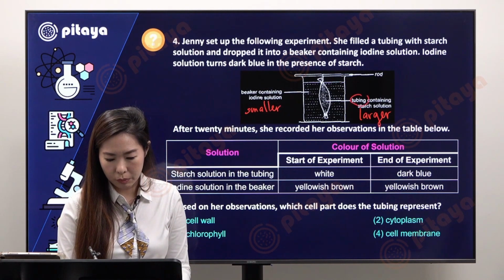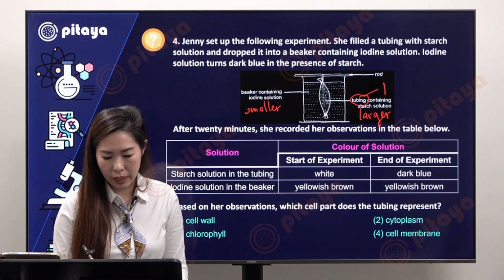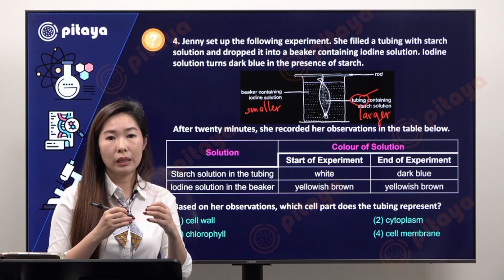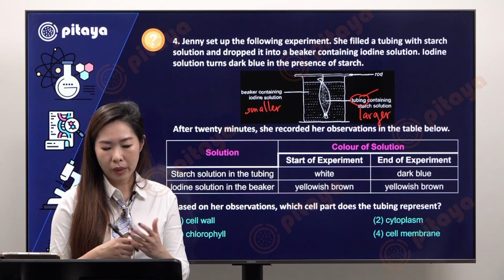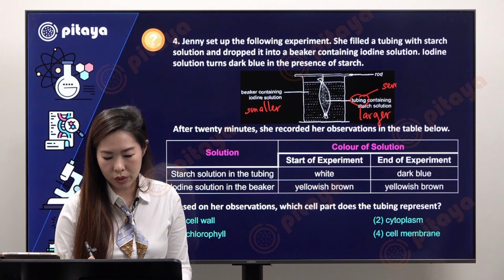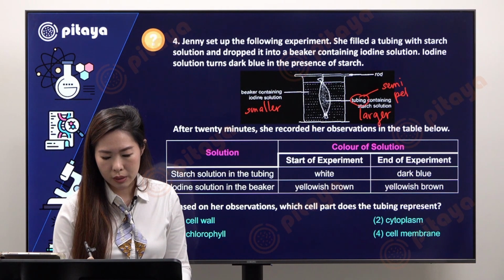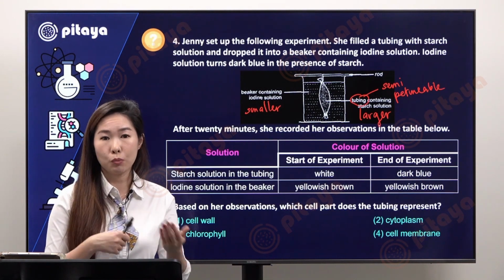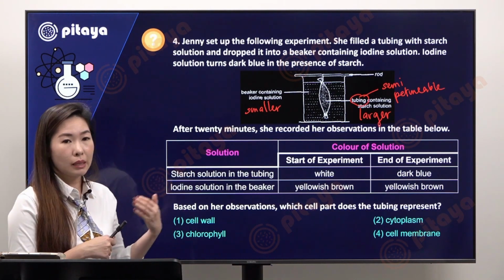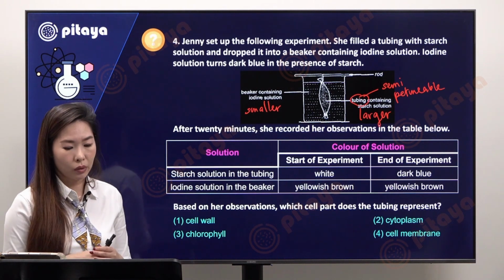This tubing is pretty special because it has the ability to only allow some substances to pass through and not all. We can also describe it to be selectively permeable. Permeable means able to pass through. Semi means some substances can pass through, some cannot.